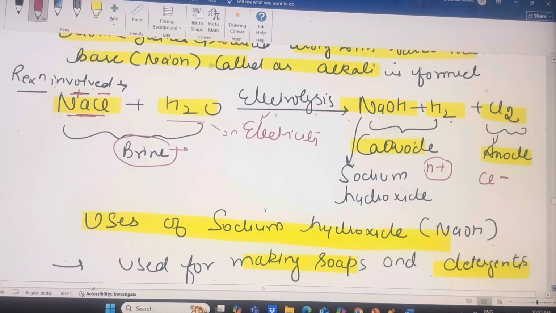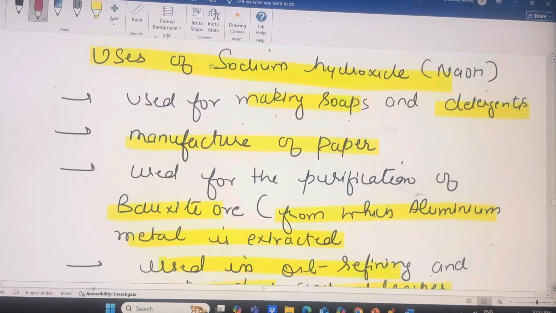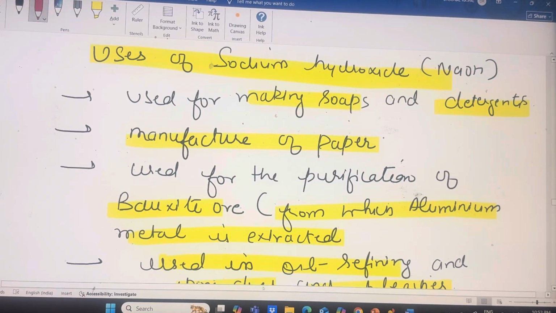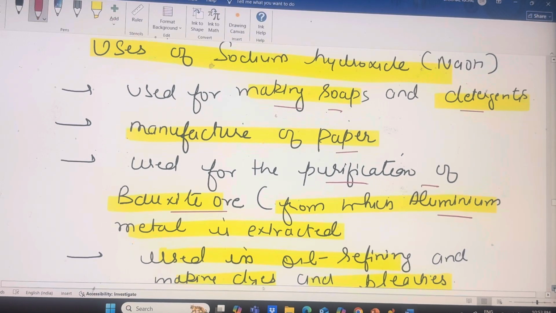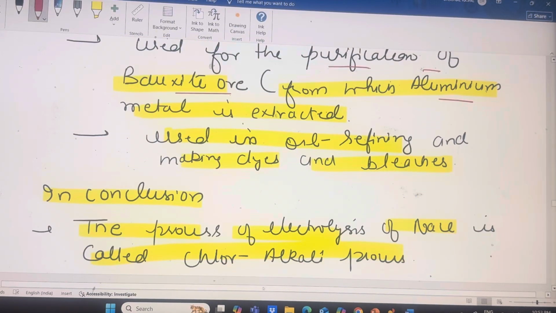And what are the uses of this sodium hydroxide? Sodium hydroxide, another name is caustic soda, and it is used for making soaps and detergents. It is also used to make paper. And one of the very important uses of this sodium hydroxide, it is used for the purification of metal, mainly aluminium metal, from its bauxite ore. And it is also used in oil refining and to make dyes and bleaches.